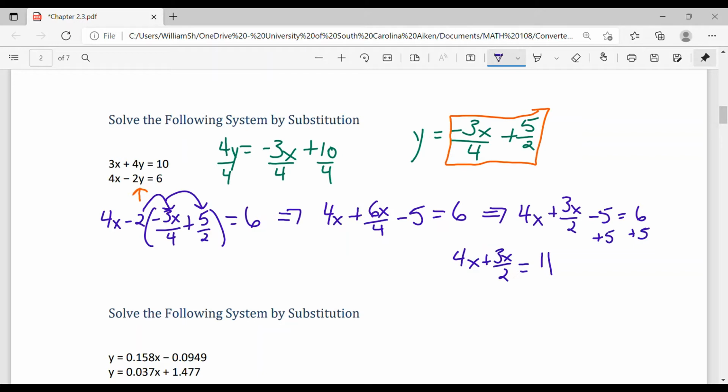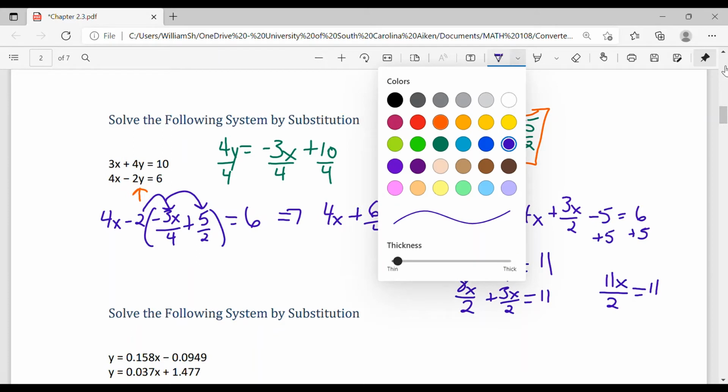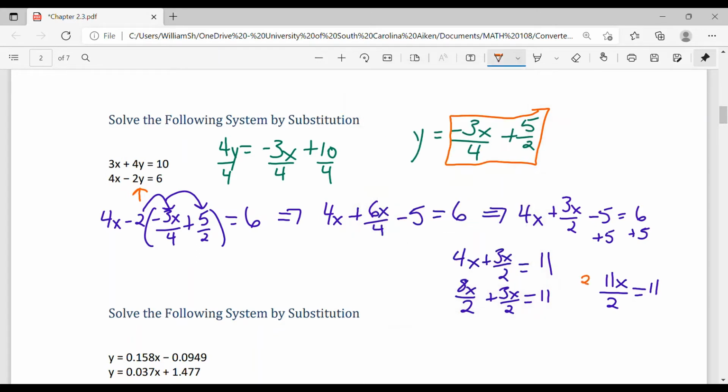Now I need to combine these x terms. In order to do that, I need to use a common denominator. The common denominator here is going to be 2. 4x, when put over a 2, needs to be 8x. Now I can add the two terms because they have a common denominator. 8 plus 3 is 11, so I get 11x over 2 equals 11. If I multiply by the reciprocal, which is 2 over 11, that cancels this out and that out, and I'm just left with an x.